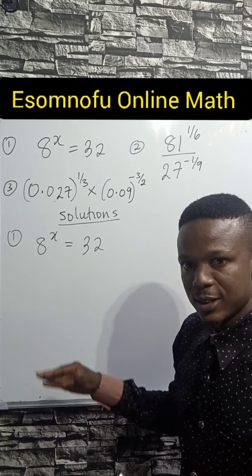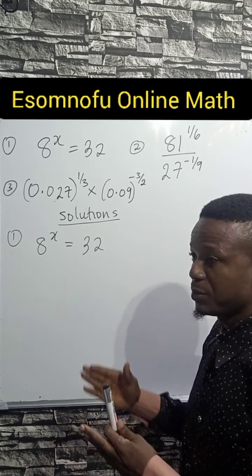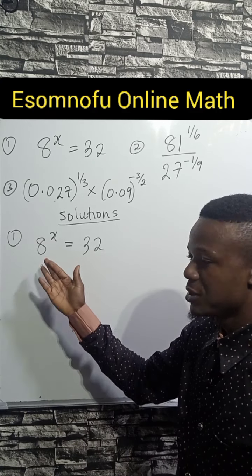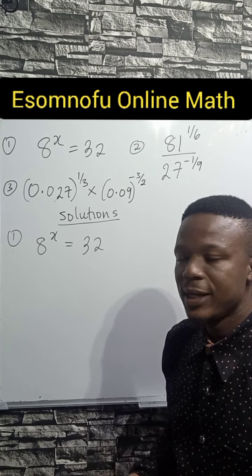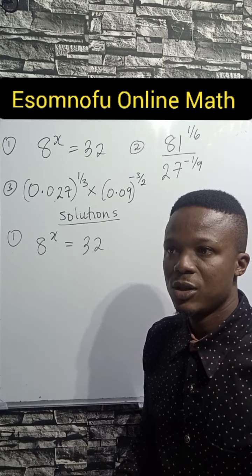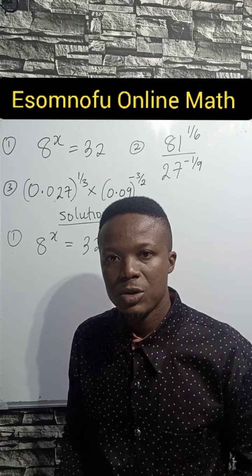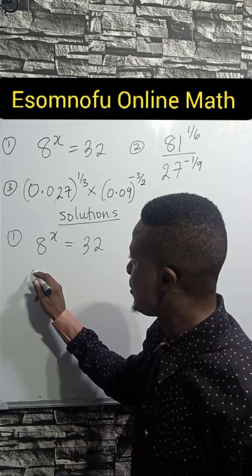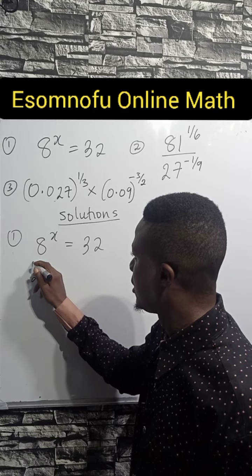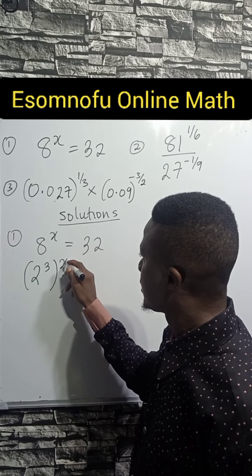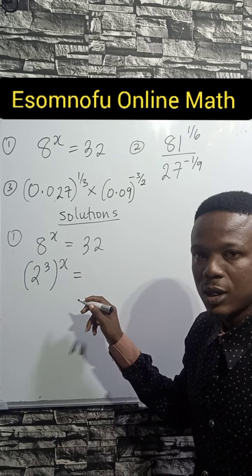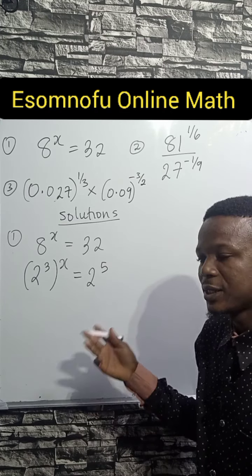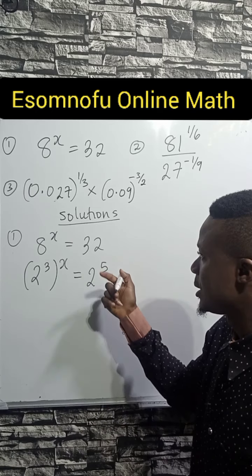Now, if you look at 8 and 32, you see that they are just multiples of 2. So you can make them to be in base 2. Now, you ask yourself, how many times will you multiply 2 by itself to get 8? Of course, it is 3, because 2 times 2 times 2, in 3 places, will give us 8. Hence, I can represent 8 with 2 to the power of 3. Then 32 is the same thing as 2 to the power of 5, because when you multiply 2 by itself in 5 places, you get 32.